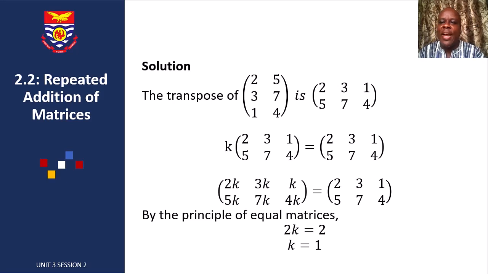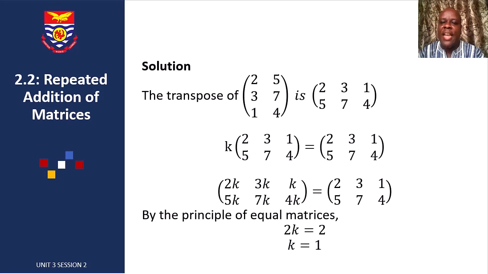So we can now equate the two, because we are told that k multiplying that matrix will be equal to the transpose of the 3 by 2. So when we equate it, then we use the scalar to multiply each of the entries. And then for equal matrices, corresponding entries must be equal.